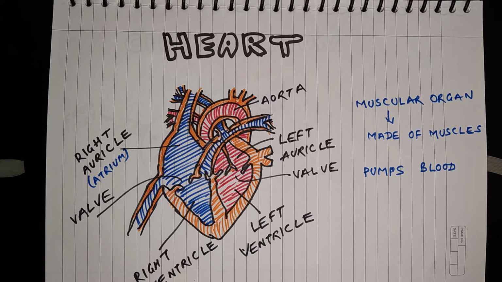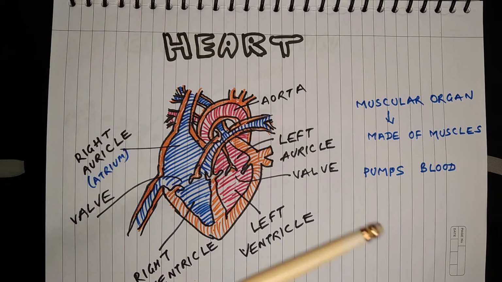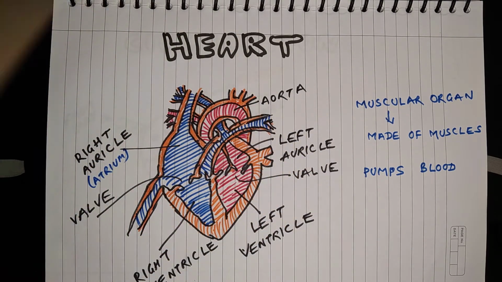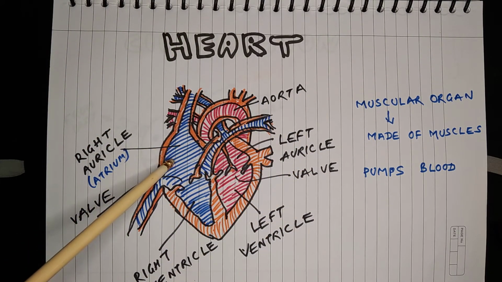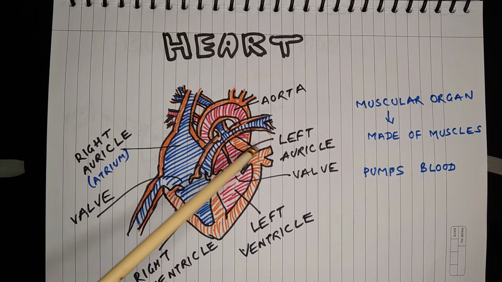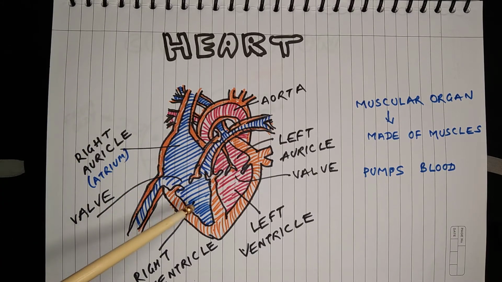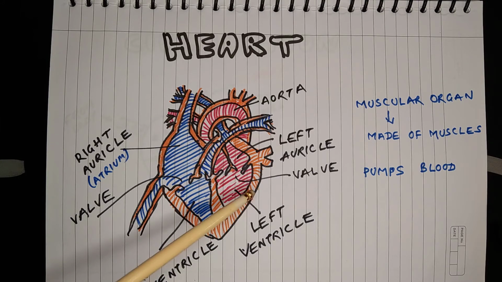This figure is quite complicated, but that is how it is in most of the books. There are four chambers in heart. The upper chambers are called auricles or atrium, and the lower chambers are called ventricles, and they are named as right or left portions. So this is right auricle, and this is left auricle. This is right ventricle, and this is left ventricle.